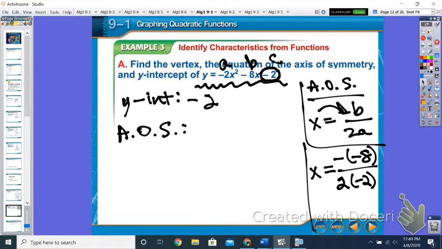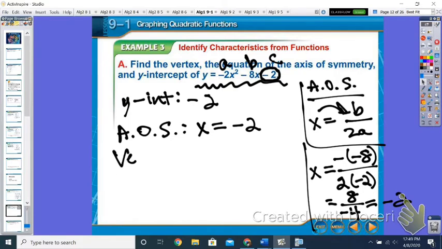And then we just need to simplify this. So -8 is a +8, and 2 times -2 is -4. So that's 8 divided by -4. I'm just going to have to go off to the side a little bit. That's -2. So our axis of symmetry is x equals -2. -b over 2a is our formula for that, and we get -2.